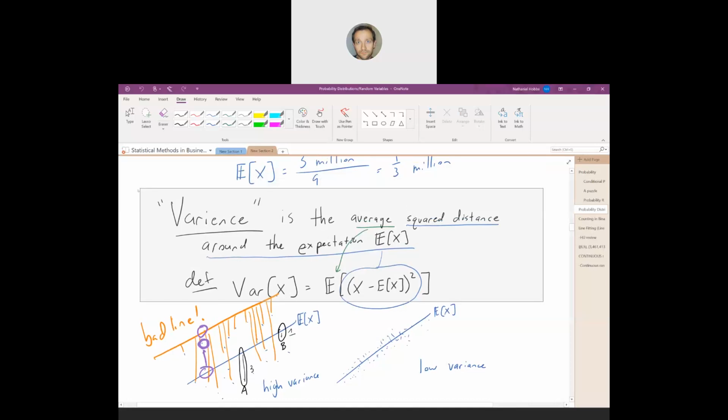I don't know. In some cases, it makes sense to prefer variance. In many, many other cases, it makes more sense to think about standard deviation. That's a different conversation. But yeah, the standard deviation squared is the variance.